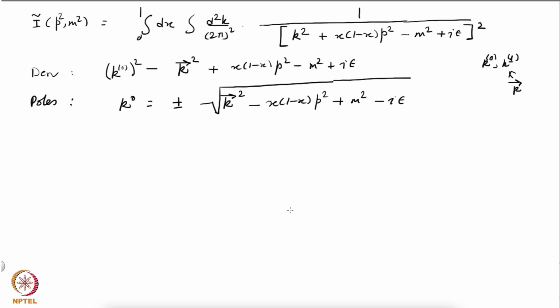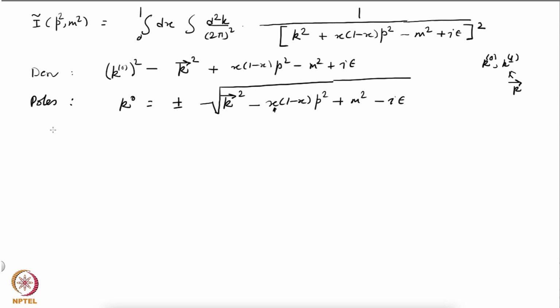Now note that x is running from 0 to 1. So x is always positive, and also smaller than 1. So this factor 1 minus x is always positive, which means x times 1 minus x is always positive. But here the sign is not fixed because it depends on what the value of k square is and what the value of p square is, whether it's positive or negative.